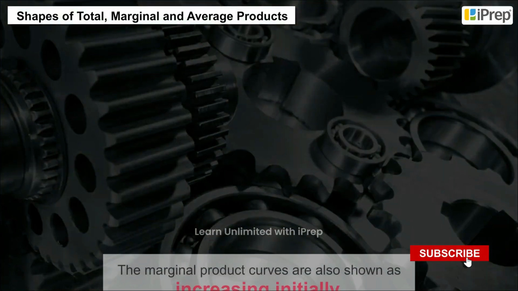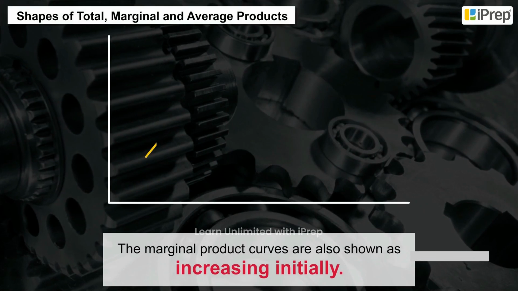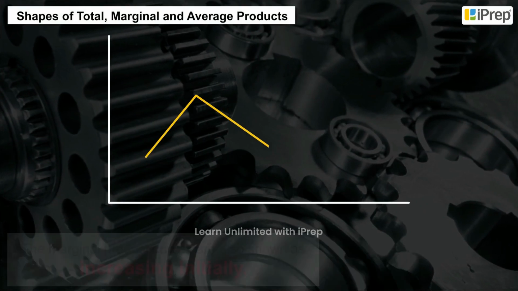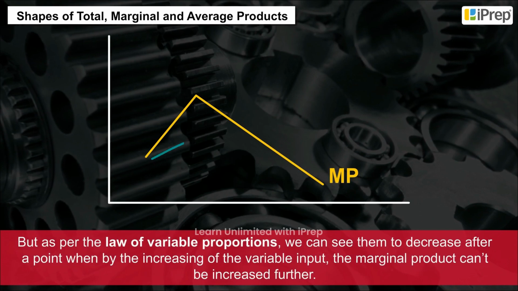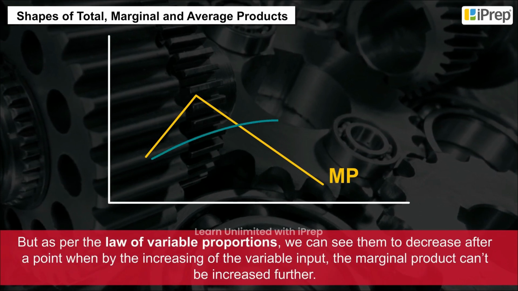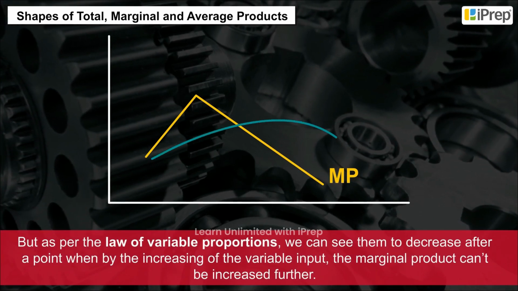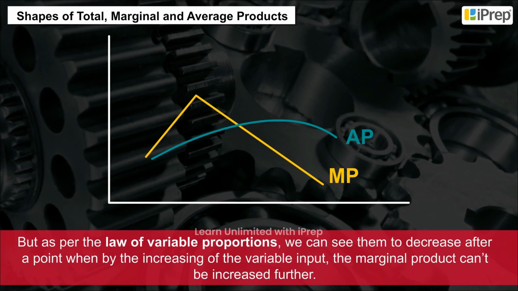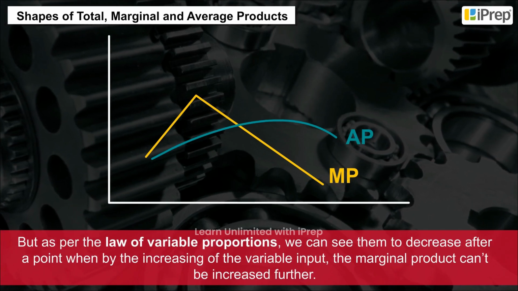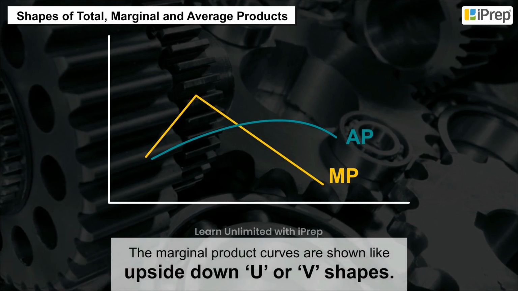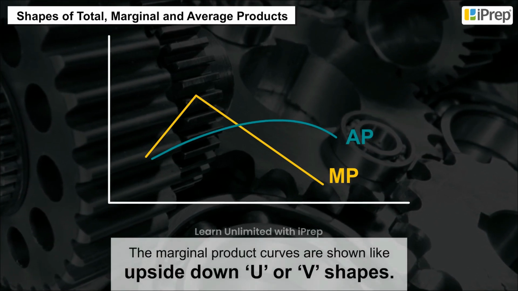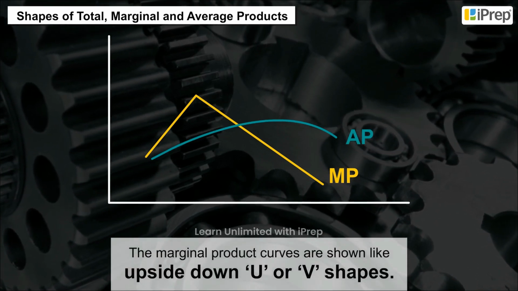increases. The marginal product curves are also shown as increasing initially, but as per the law of variable proportions, we can see them decrease after a point when, by increasing the variable input, the marginal product can't be increased further. Thus, after a point they start to decline. The marginal product curves are shown like upside down U or V shapes.